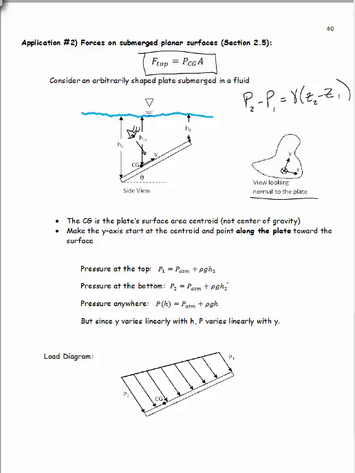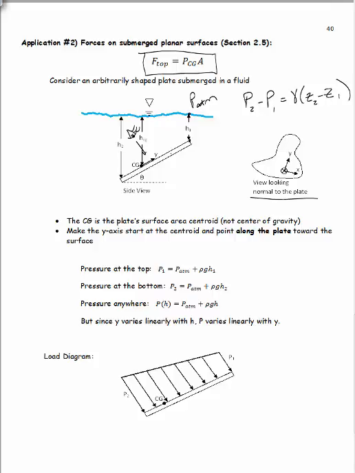Okay, so basically the pressure anywhere is just going to be P atmosphere, or whatever the pressure is here. In this case, it's P atmosphere plus rho G times whatever H value you're at. Okay. So let's define Y.